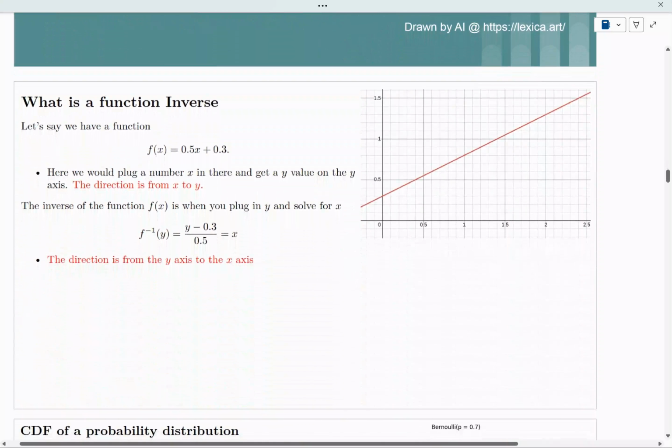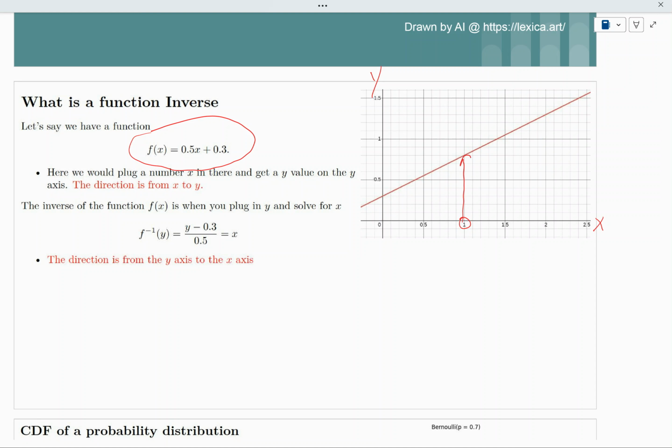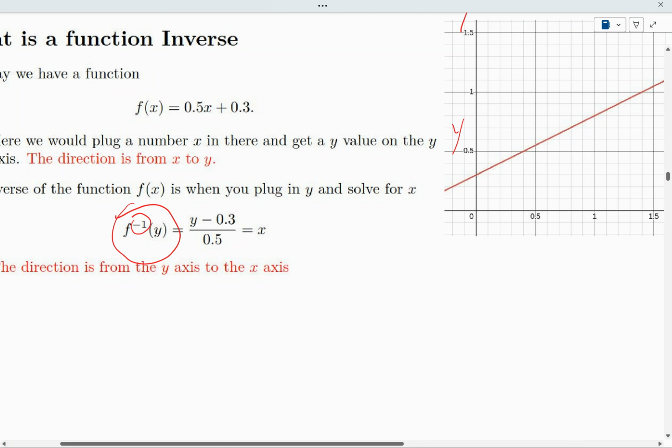So, in order for us to understand inversion sampling, you need to understand what a function inverse is first. We know how a function works. Essentially, we plug in some x value, and from the x value, it tells us some kind of y value. So the direction is this way.